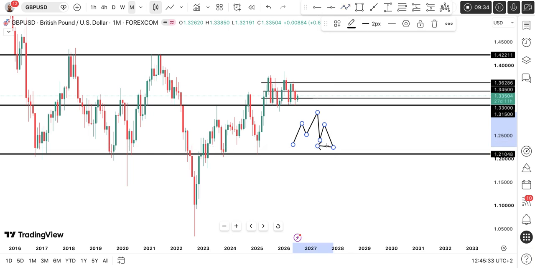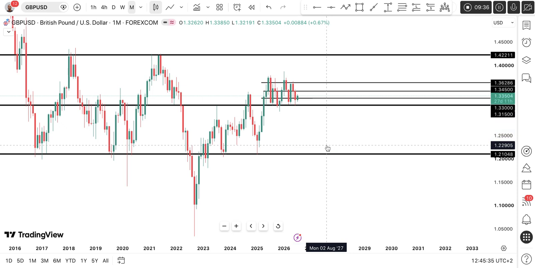Now, there's something you need to understand, right? When the DXY is going up, the Euro USD and GBP USD will be going down. They move inversely, they're inversely proportional. Now, I use the DXY as a GPS, right? As a map, as a guidance to my executions.